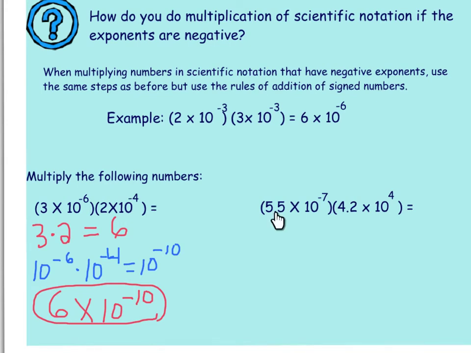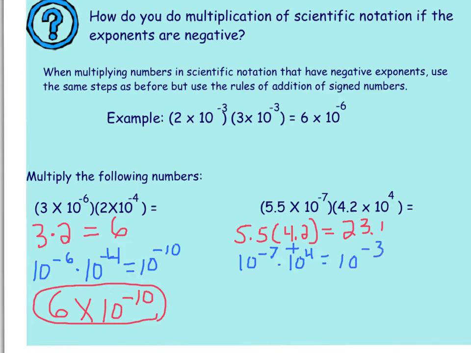Okay, let's try this one. 5.5 multiplied by 4.2. So I'll do 5.5 multiplied by 4.2, and that equals 23.1, and we'll deal with it later. 23.1. Next, I'll do 10 to the negative 7 multiplied by 10 to the 4th, so I add the exponents: negative 7 plus 4 gives me 10 to the negative 3. So let's write our problem in scientific, or get close. 23.1 multiplied by 10 to the negative 3.